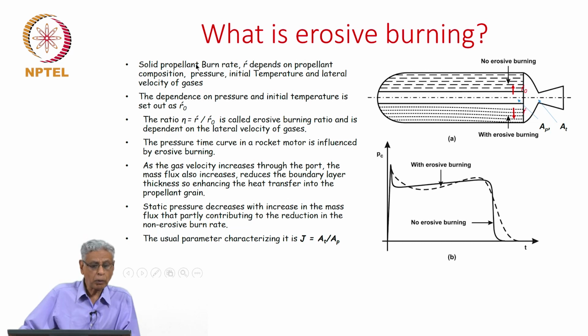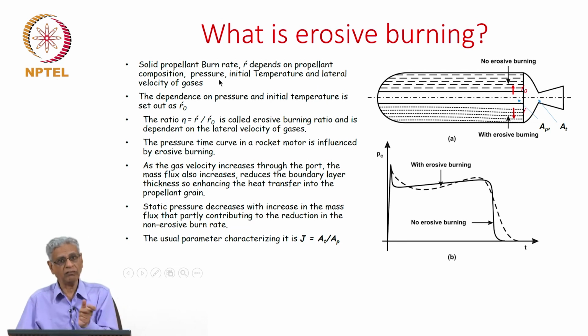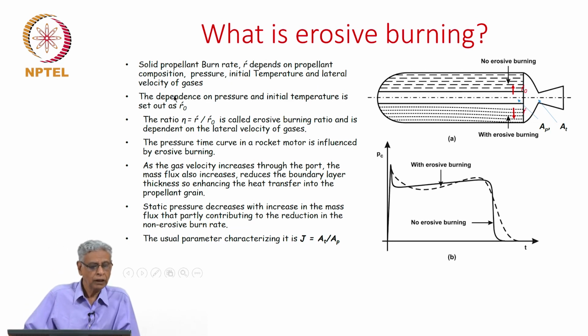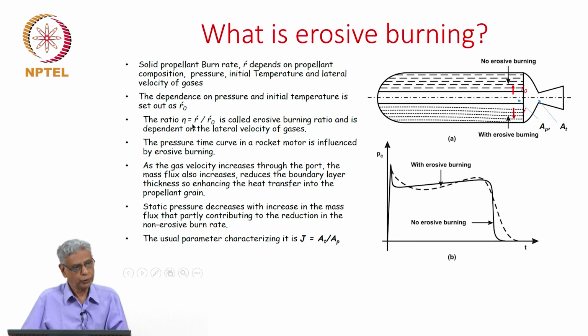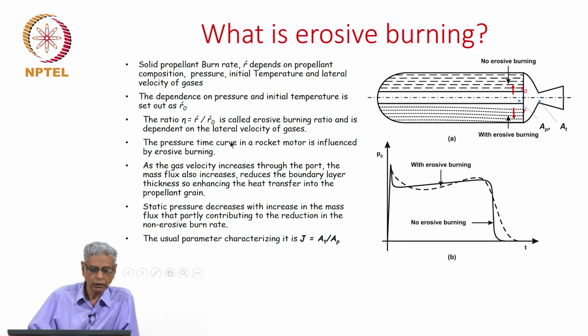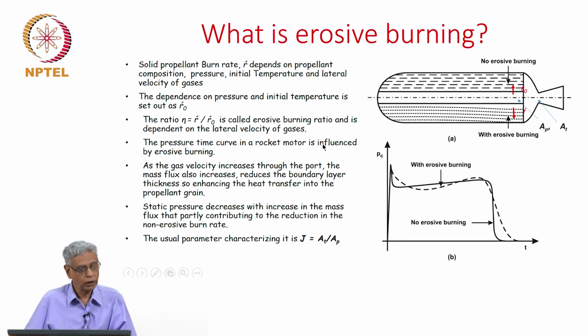Okay, the solid propellant burn rate r dot depends on the propellant composition, pressure, initial temperature and lateral velocity of gases. The dependence on pressure and initial temperature is set out as r dot naught. The ratio of r dot of such a situation to r dot naught is called the erosive burning ratio, and it is dependent on the lateral velocity of the gases. The pressure time curve in a rocket motor is influenced by erosive burning as I have shown here.